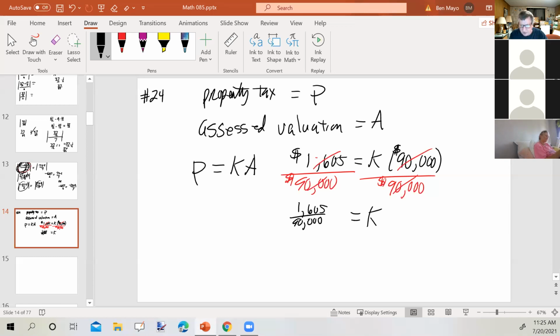Like I said, I could reduce it all down, but the follow-up said determine the property tax on an apartment complex assessed at $192,000. So they want the property tax, and then for K, I'm going to put in this. And then A, the assessed value is $192,000. So now I'll bet it comes out nice. 1605 times 192,000 divided by 90,000. And I get 3424.